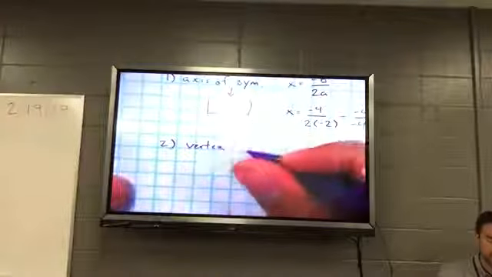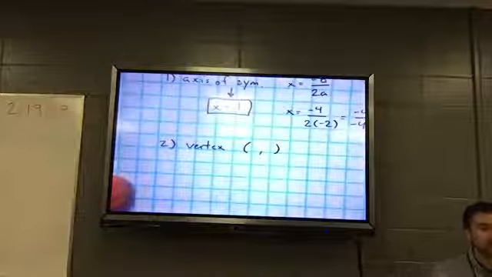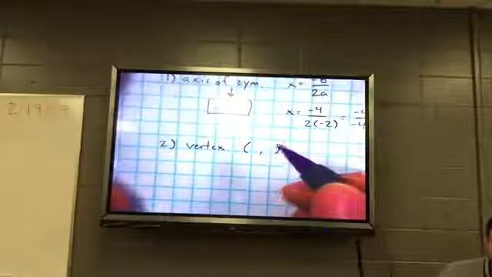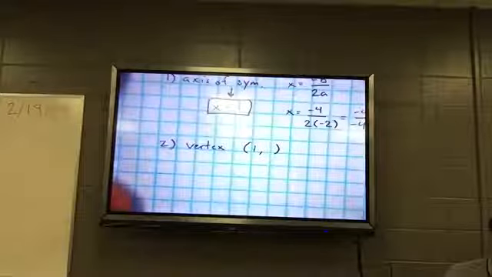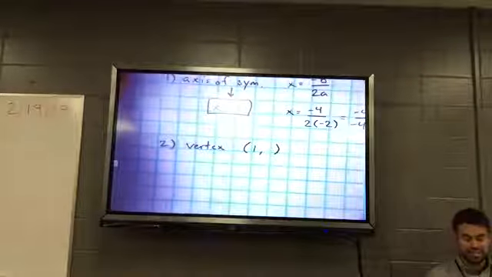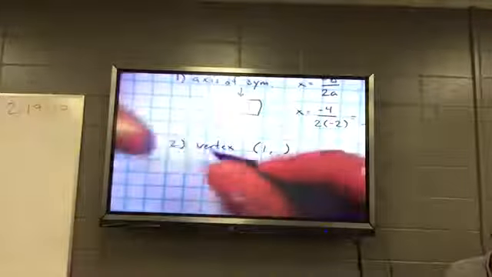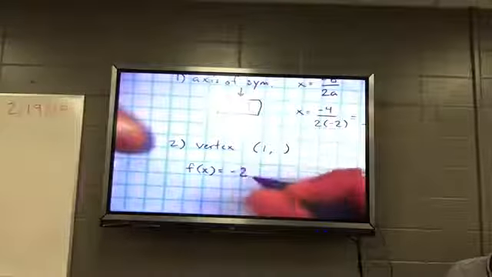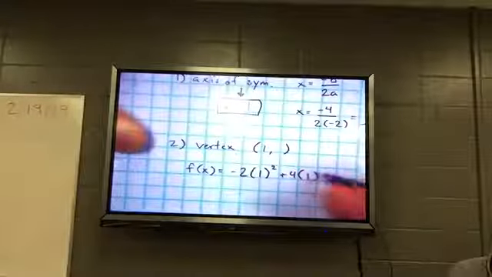The vertex is always what? A point. So it has to have an x and y coordinate. What's the x coordinate? 1. It comes from that axis of symmetry, right? Okay, how do I find the y coordinate? Replace the x with 1. Yes, in the original equation. So I'm going to put f of x equals negative 2 times 1 squared plus 4 times 1 minus 5.